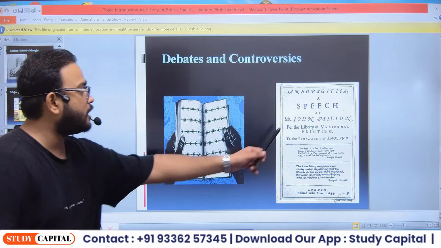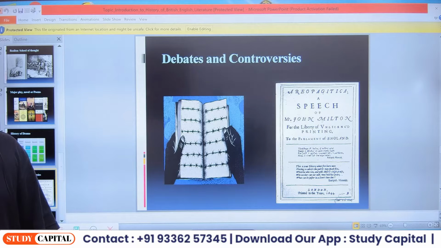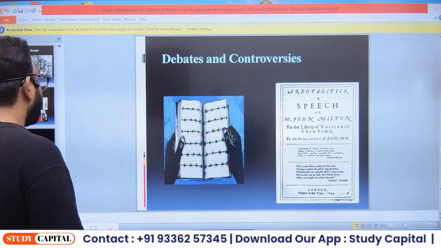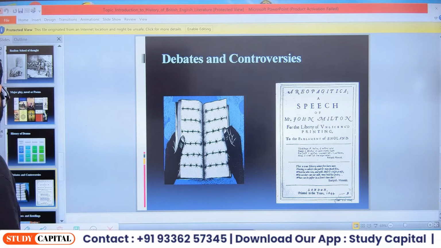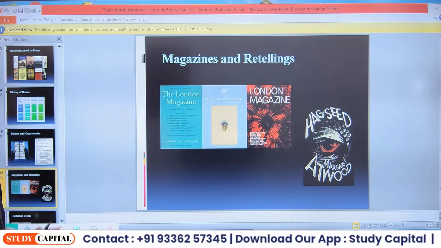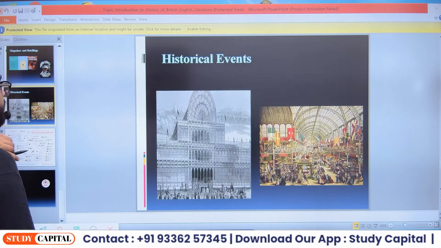I mentioned the Areopagitica speech, which was obviously written in 1643 against the licensing censorship that came there. You see the censorship, right? It's an image that reflects the censorship. The magazines, the retellings related to that. I talked about Hag-Seed many times, a Tempest retelling by Margaret Atwood. Then you have historical events, as I mentioned.